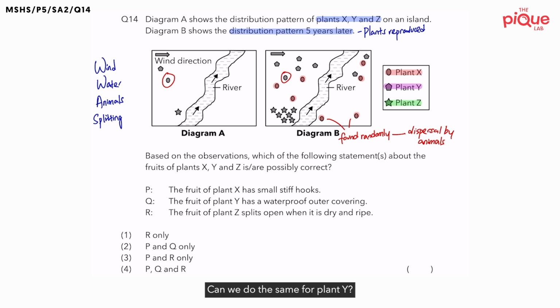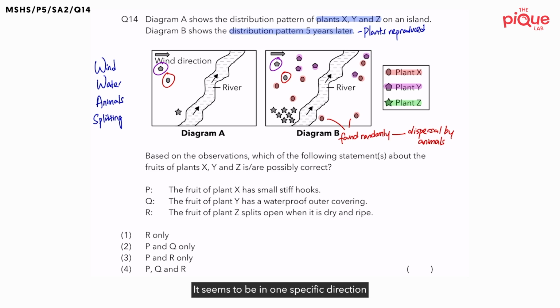Can we do the same for plant Y? Which shape represents plant Y? It is the pentagon shape. So first, let's circle the parent plant Y in diagram A. Let's transfer that information to diagram B now. And we then highlight the rest of plant Y around the island. What do you notice of the dispersal pattern of plant Y?